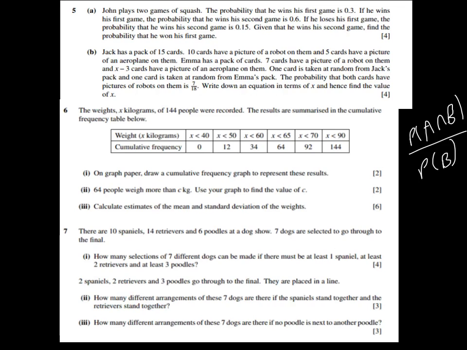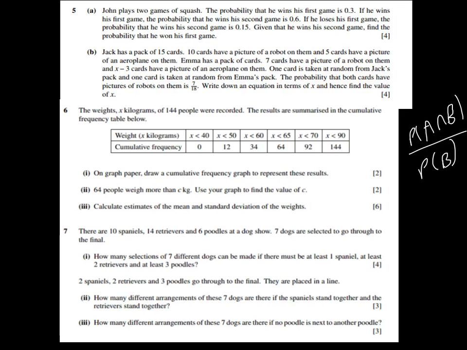Okay, and for the last one, we don't want the poodles to stand next to each other. So you first of all start off with the spaniels and the retrievers, and they can go anywhere. So that's 4 factorial ways of arranging them. And then what you want to do with the poodles is you want them to go between them. And you think, okay, well, how many gaps are there between them? Possibly there's 5 gaps between those 4 dogs.